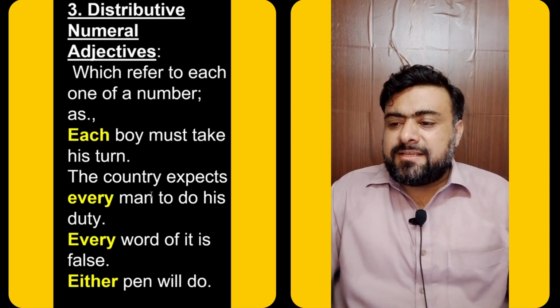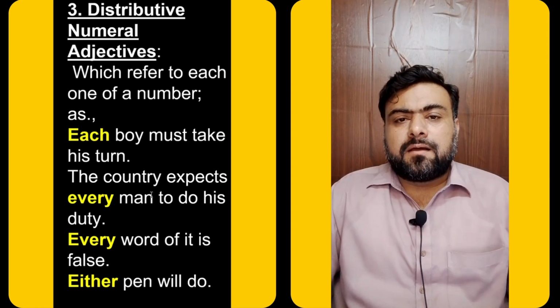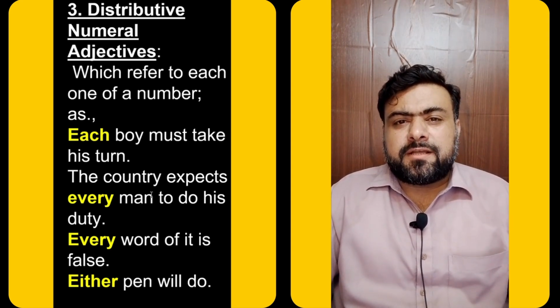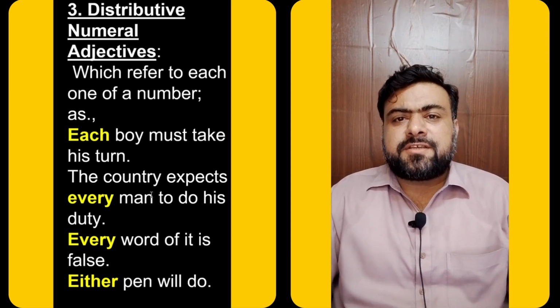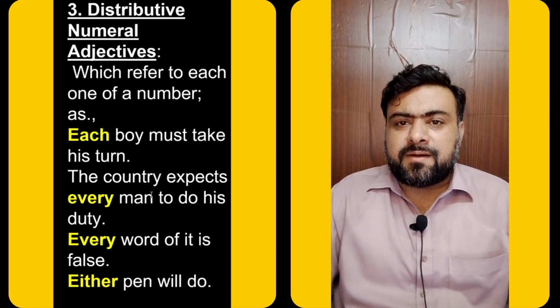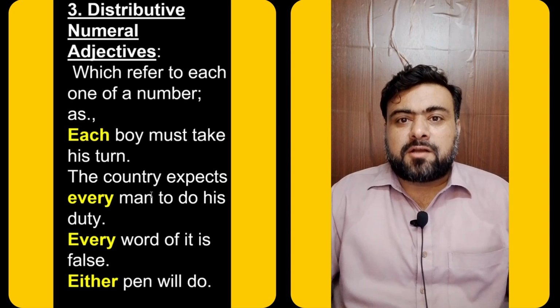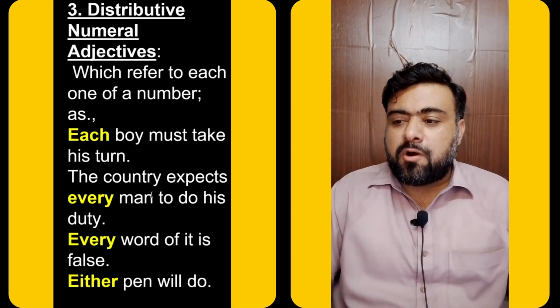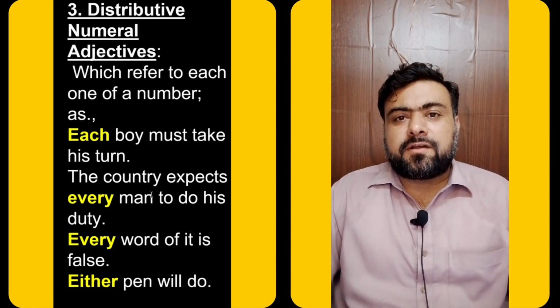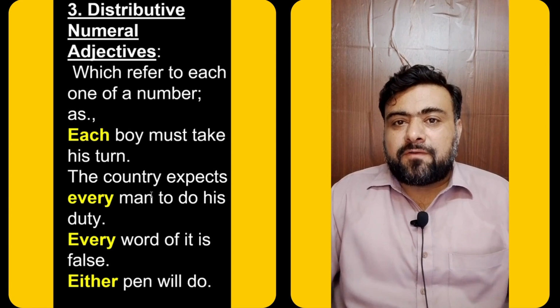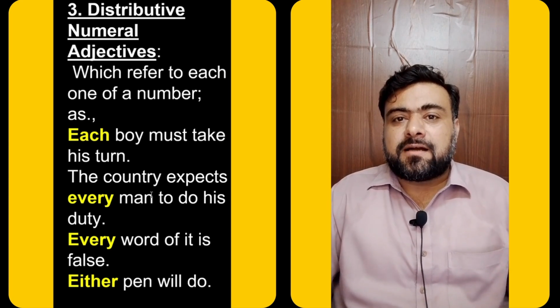For example, each boy must take his turn. What is a distributive numeral adjective? Distributive numeral adjectives are adjectives of number, but they are spread across the board. For example, each boy must take his turn. If there are 100 boys, then it is referring to each of the 100 boys.